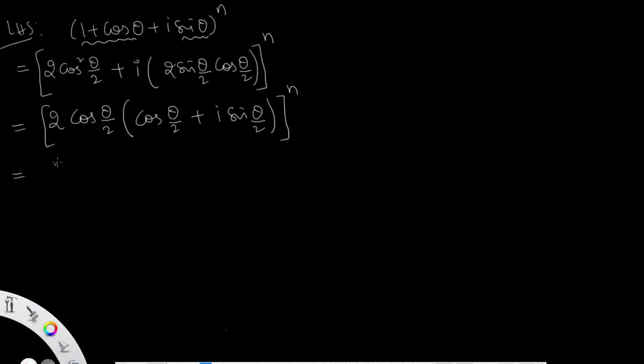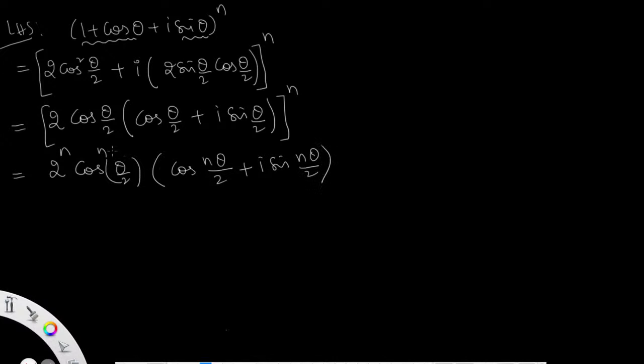So the power goes to this term, that is 2 power n, cos power n of theta by 2. Now it is in the form of De Moivre's. That's why the power goes to join with its argument: cos n theta by 2 plus i sin n theta by 2. This is the number, that's why we are writing 2 power n into cos power n of theta by 2.